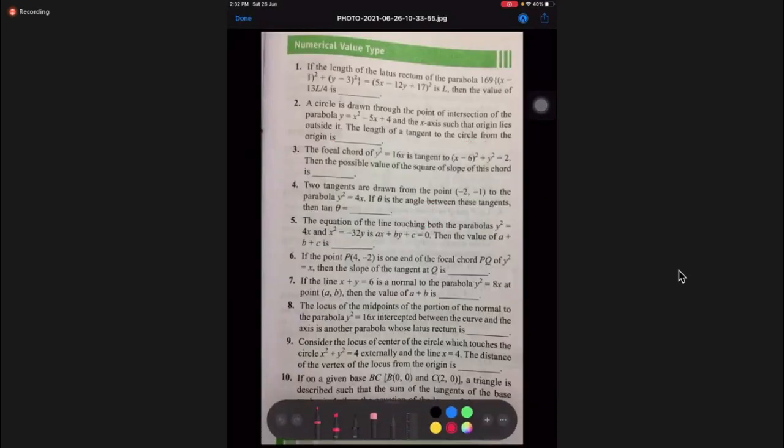Students, are you finding it okay or tough? How is it? Students, you have to improve your practice.